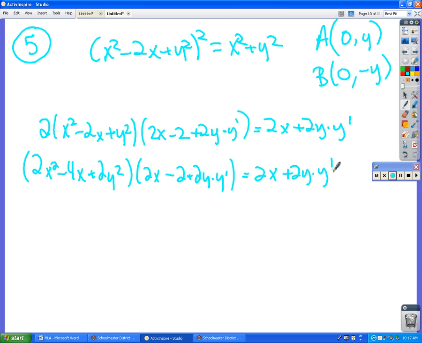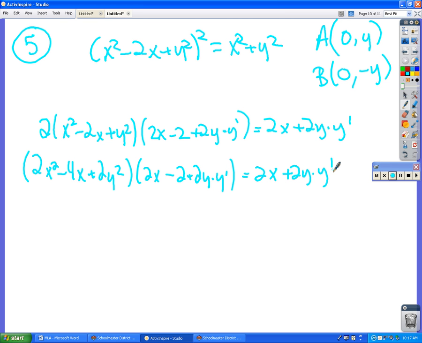Wait a minute. You have to multiply those all out? How about we don't? How about we plug in these points first? You want to do that? And then what? Because I need to know the slope at that point, right? So that's going to tell me the slope at that point.